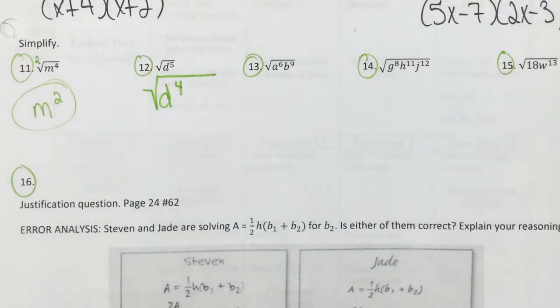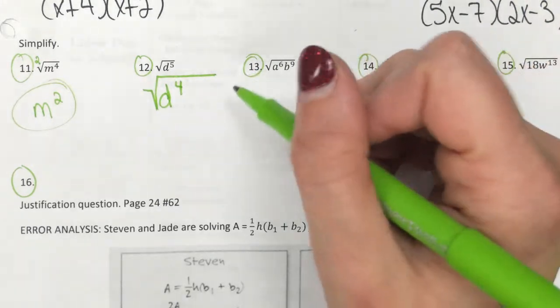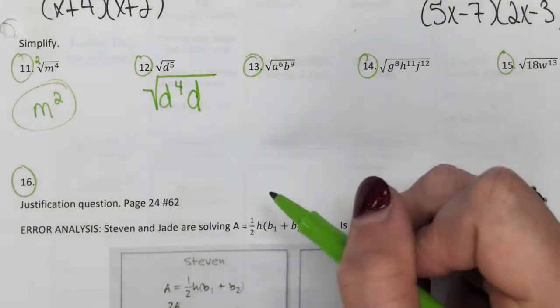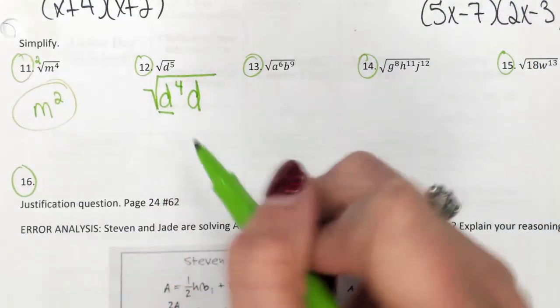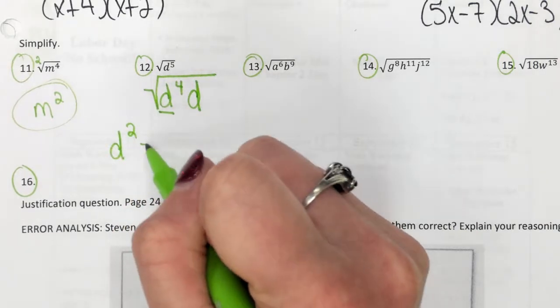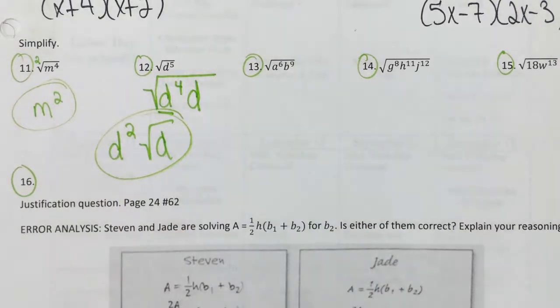But you can't change that. You're supposed to have 5 of them. You only have 4 of them. So what do I have to do? You put an extra one right there next to it. There you go. See, now you can take this guy out as d to the 2, and the other one just stays inside. Y'all okay?